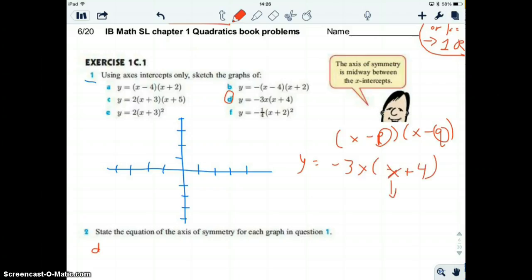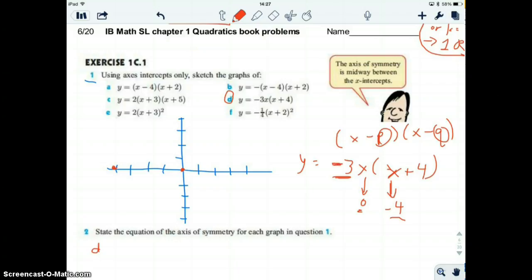Axis of symmetry, if you have the vertex, is also very easy. The axis of symmetry is at the vertex, so we just take the x-coordinate of the vertex, and that's the equation for the axis of symmetry. Y-intercept, we simply put in x equals 0 into this, and we'll see what we get. So y equals negative 1/10 times 0 plus 2, which is 2 squared, minus 3. That gives us negative 0.4 minus 3, which is equal to negative 3.4.